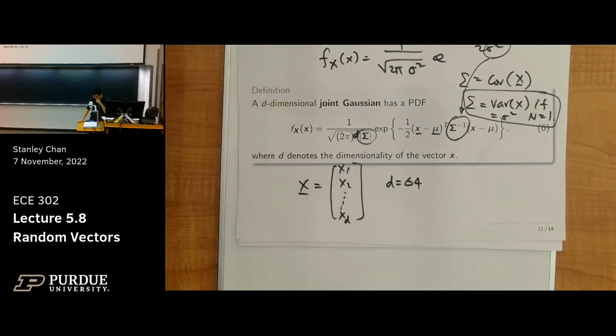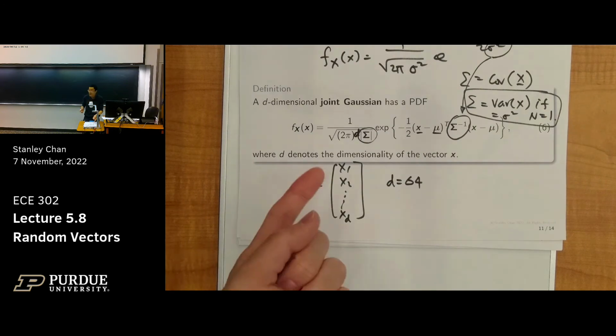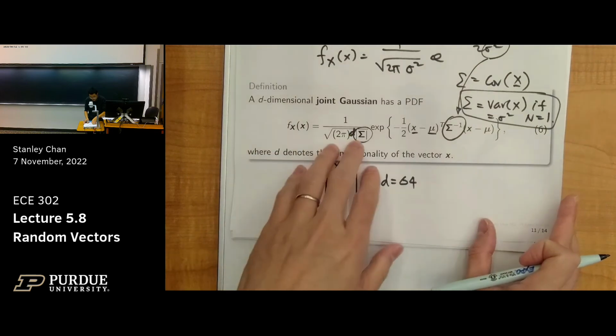Now, why do you have this d here? Think about the independent case. You just multiply the single Gaussian 64 times. That will give you this 2 pi to the power d. That d will show up. Now, if you are correlated, the d will still be there, just because you have your 64-dimensional vector. Okay, so this is the notation.